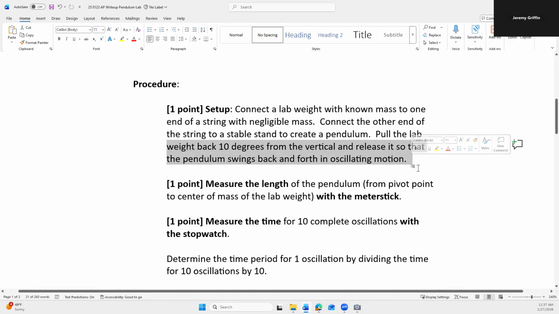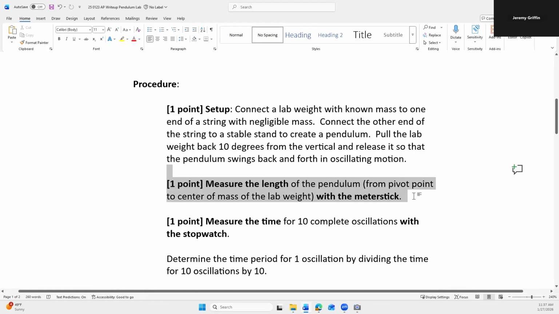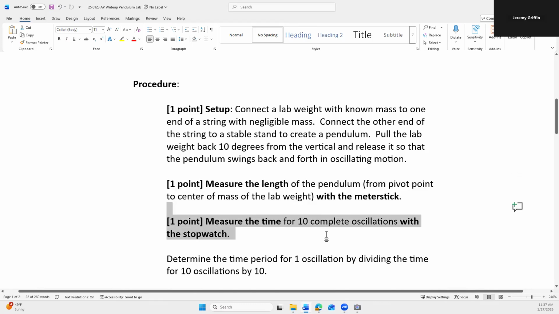That's it. Describe the basic setup. We're just creating a pendulum and letting it swing back and forth. All right, and then what variable are we going to measure with what measuring tool? So measure the length of the pendulum from the pivot point to the center of mass of the lab weight with the meter stick, or you can say a ruler. Measure the time for 10 oscillations with a stopwatch. And it's probably a good idea to also throw this detail in here somewhere.